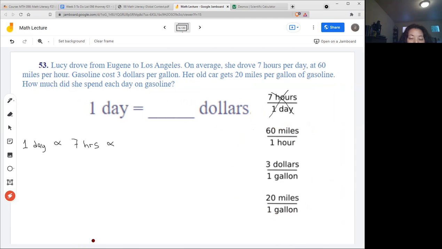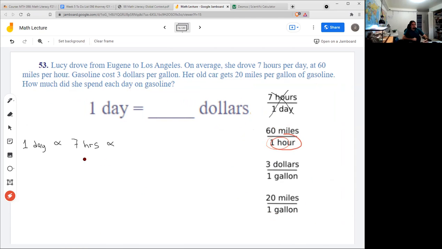Miles. Yeah, but this has 1 hour and I'm at 7 hours. So I'm going to say, let's do a times 7 top and bottom. Seven times 6 is 42. So I get 420 miles goes with 7 hours. So 7 hours goes with 420 miles. Everyone with me so far? Okay, I've used that one, we're done. I want to keep going.